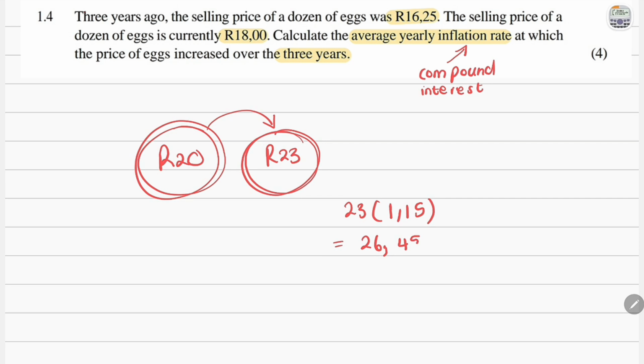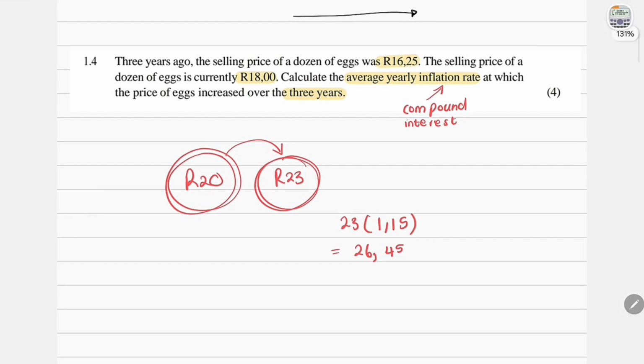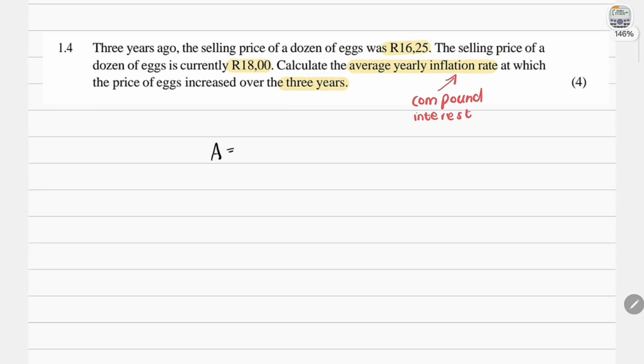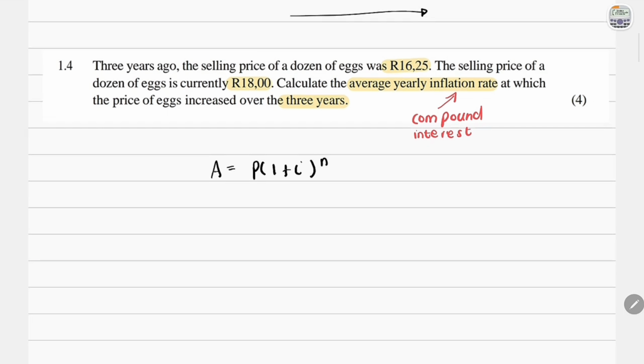I'm just calculating it here. 26 Rand 45 cents. That's how much it's going to increase by. So you see that 45 cents may look not so meaningful, but it will be once it starts getting much bigger. Okay, so remember that for inflation, you're just going to always use compound interest growth. Our formula for compound interest is A equals P, 1 plus i raised to the power of n. Okay, so let's just speak about what these values are.